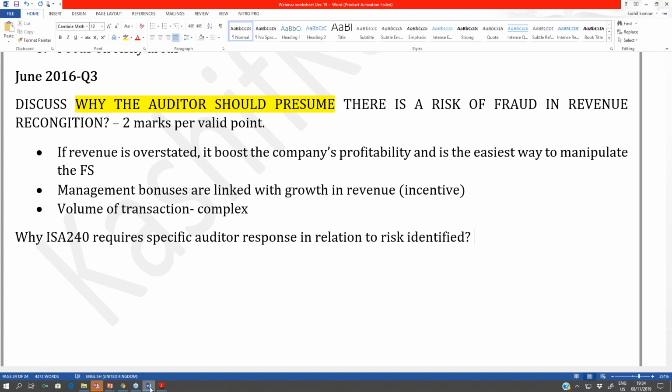Is the question asking us to write procedures, or is the question asking us why ISA 240 requires specific responses in relation to risk? So is the question focusing on why specific responses, or is the question asking us to tell the procedures for how to mitigate the risk of fraud? The question is not asking for procedures, right? The question is asking for why ISA 240 requires specific responses in relation to risk identified. The number one, why?